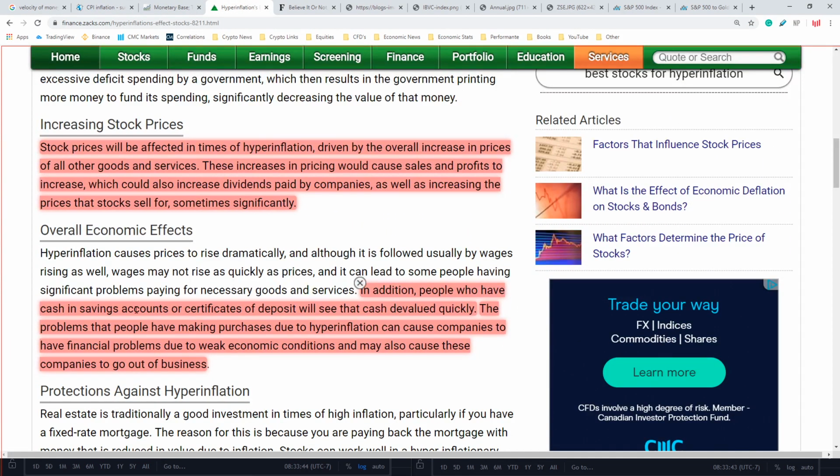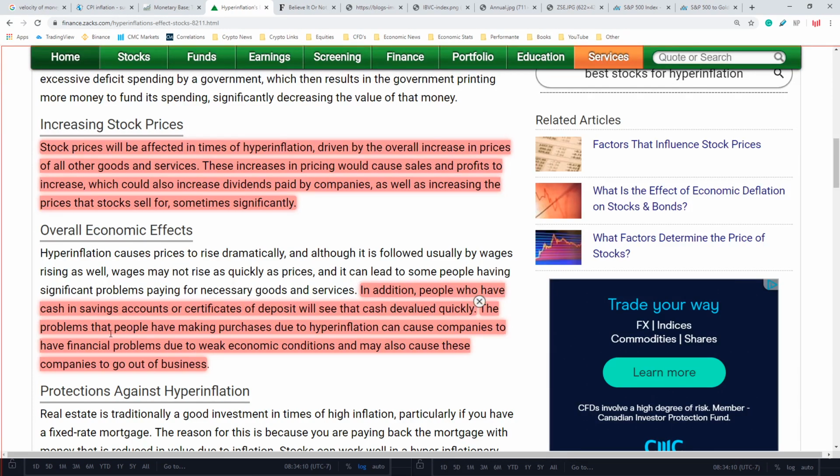In addition, people who have cash and savings accounts or certificates of deposit will see that cash devalued quickly. So inflation, hyperinflation, anything where you're going to get a percentage of devaluation on a yearly basis will be basically destroying savers. You are causing pain in savers, taking away their value because of the debasement of their currency.